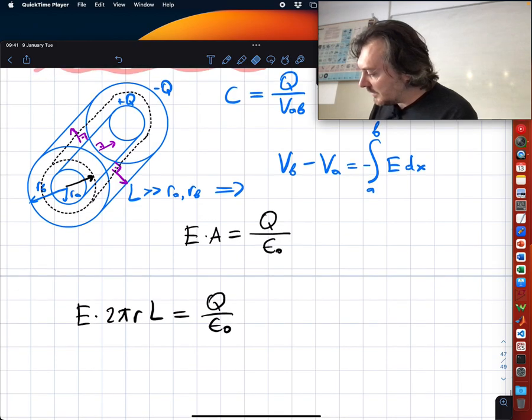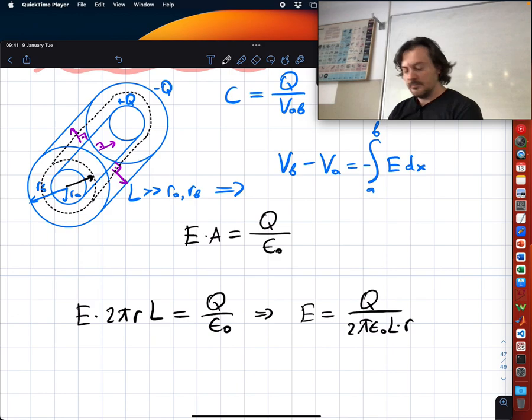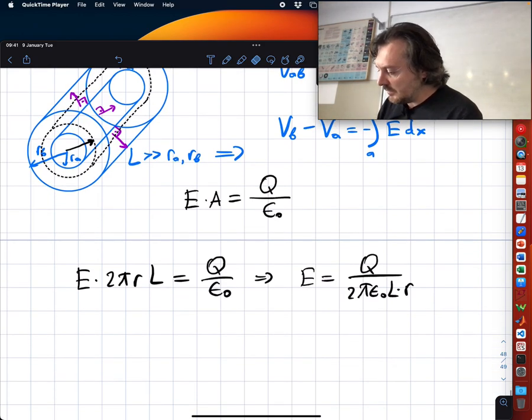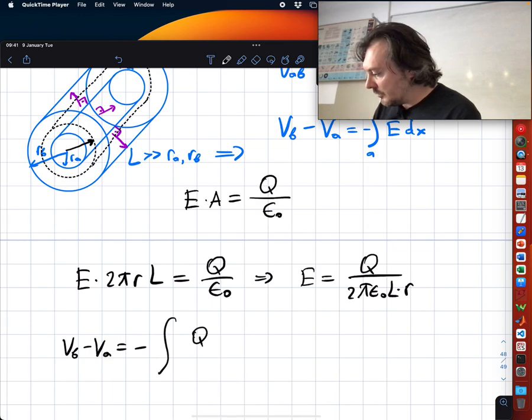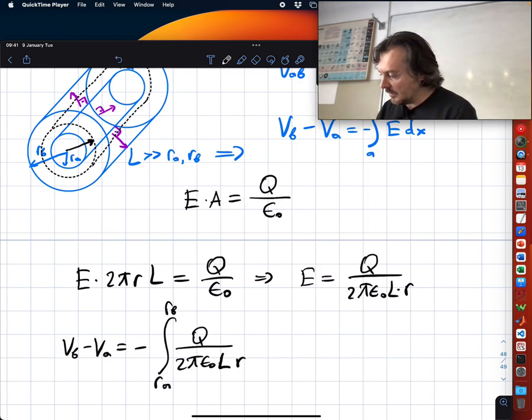So E is equal to Q over 2 pi epsilon 0 L times R. And then I can just take the integral here. VB minus VA is equal to negative integral of Q over 2 pi epsilon 0 L R from RA to RB, right? dr.